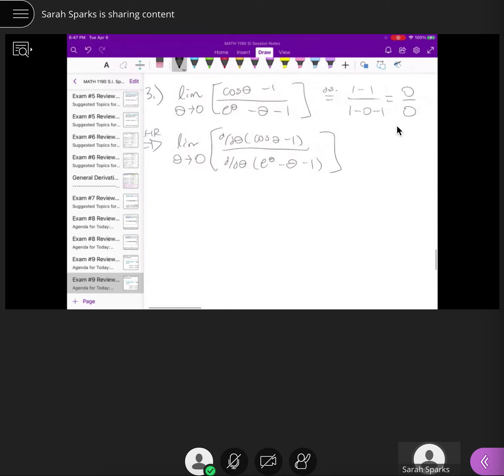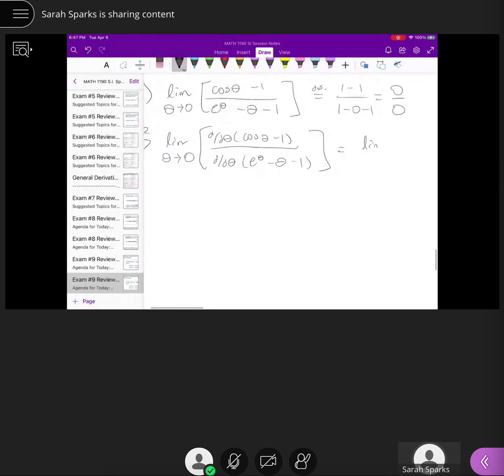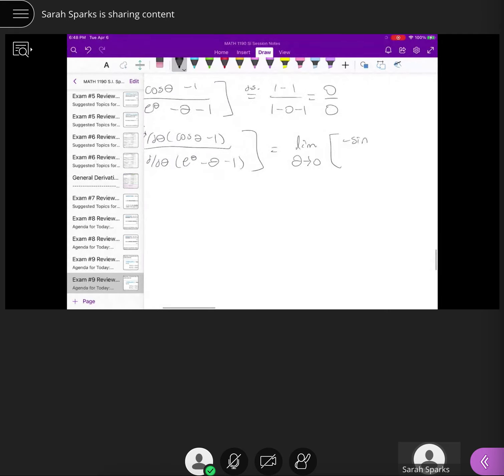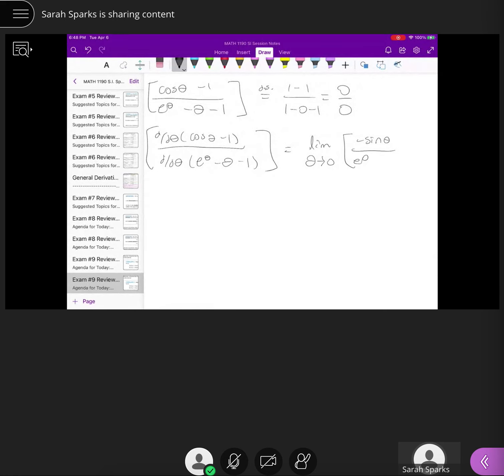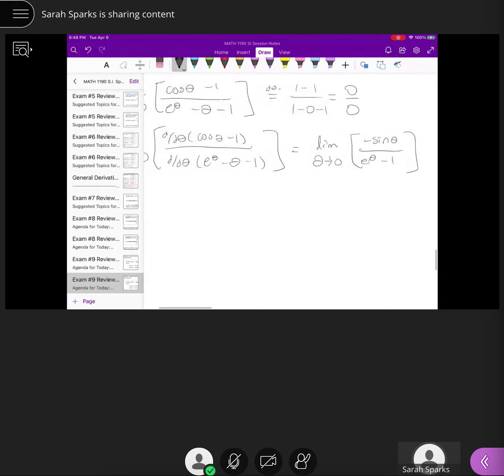Derivative of cosine is going to be negative sine. Derivative of negative 1 is 0. So we're just going to have a regular negative sine theta on top. Derivative of e to the theta is just e to the theta. Derivative of negative 1 is 0. So we're left with negative sine theta divided by e to the theta minus 1.